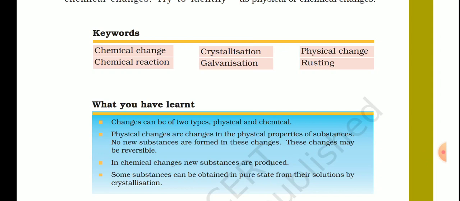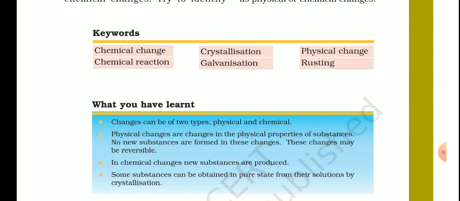So let's start. Keywords that we have already discussed through the videos or through the chapters: the chemical change, the change which is permanent, where new substances are formed. Then chemical reaction studied, crystallization, the full process I have told you, galvanization, a process to prevent rusting. Then physical change also discussed, the changes which are temporary, only occurring in physical properties. And then rusting, we have discussed rusting of iron.